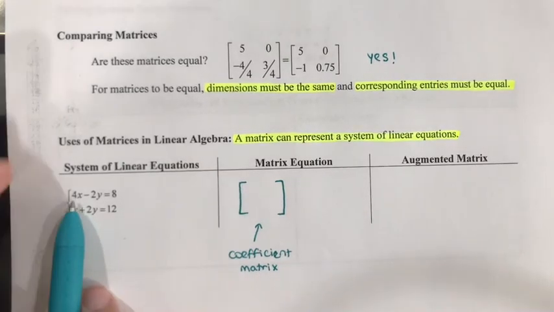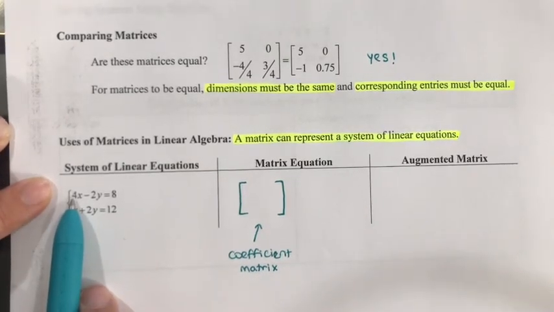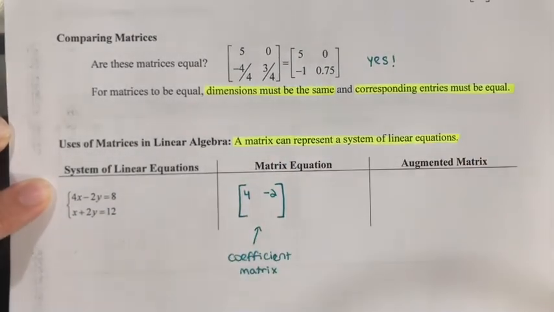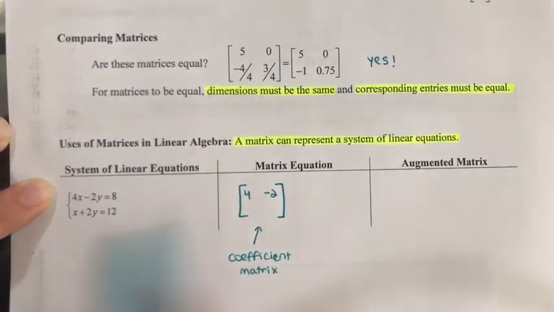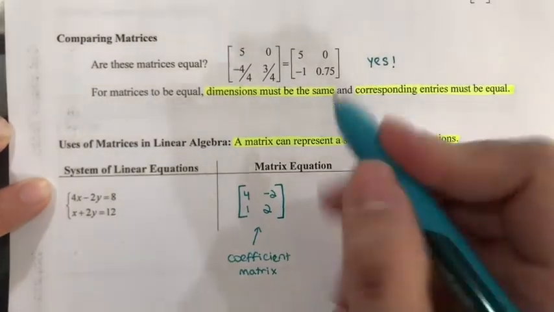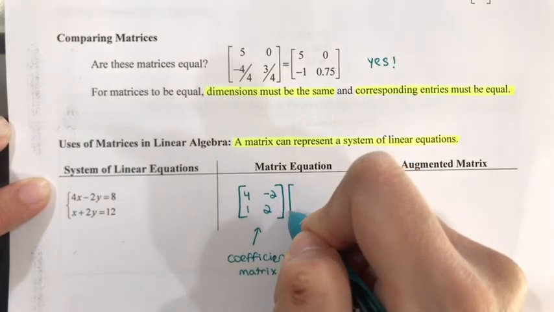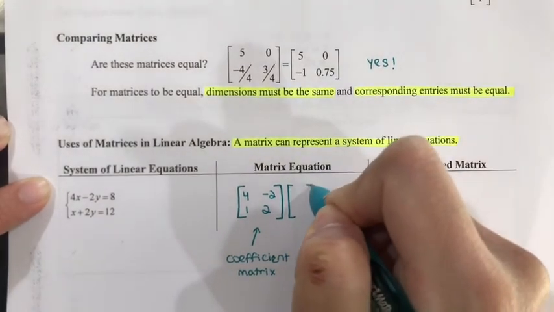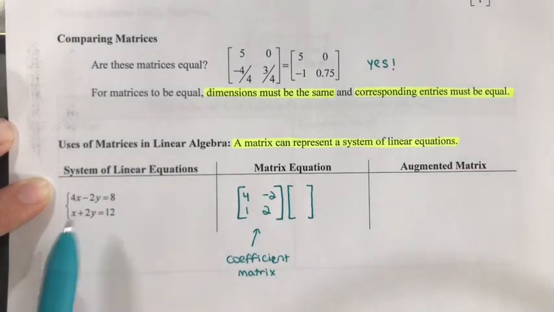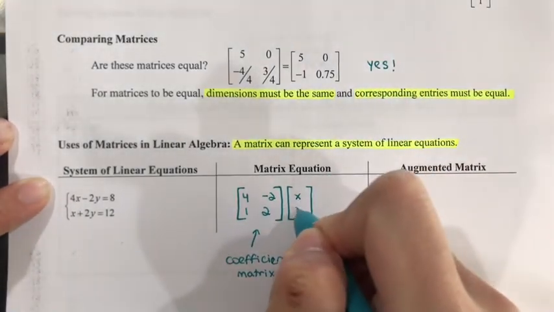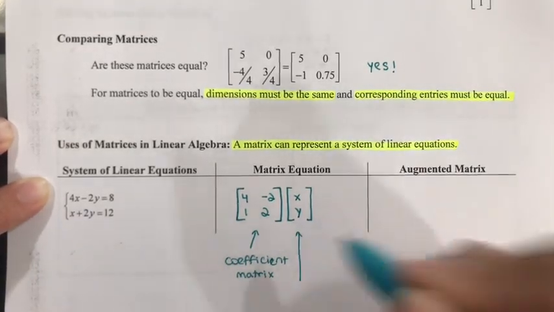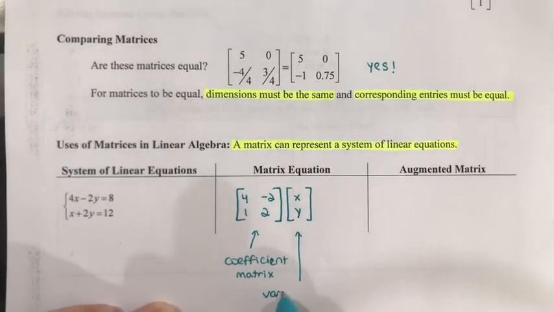Okay, so our coefficients in order. So I've got 4, -2 up top, 1 and 2 on the bottom. Okay, and then our next matrix are the variables. Well, the variables in order are x and y, and we always put them in a column. So this is called our variable matrix.